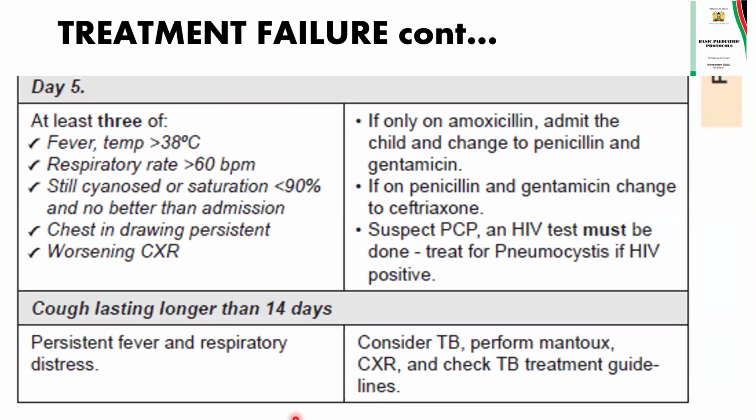Carry on. Day 5, so at least 3 of: fever, temperature more than 38 degrees, respiratory rate more than 60, then still cyanosed or saturation less than 90%, and no better than admission, chest indrawing persistent and worsening, chest X-ray. So if only on amoxicillin, you need to admit the child and change to penicillin and gentamicin. And then if on penicillin and gentamicin, you need to upgrade, move on to ceftriaxone. And then if you suspect pneumocystis pneumonia, again, an HIV test must be done, and then you treat for pneumocystis if HIV positive.